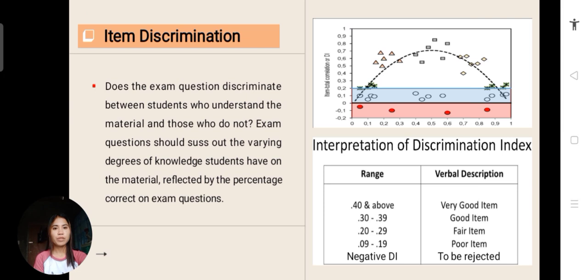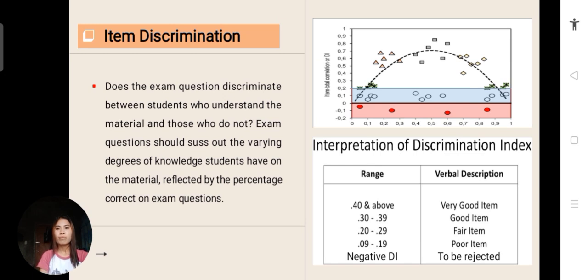Next is the item discrimination. Thus, the exam question discriminates between students who understand the material and those who do not. Exam questions should suss out the varying degrees of knowledge students have on the material, reflected by the percentage correct on exam questions. So the interpretation of the discrimination index may vary based on the range given in this figure below.